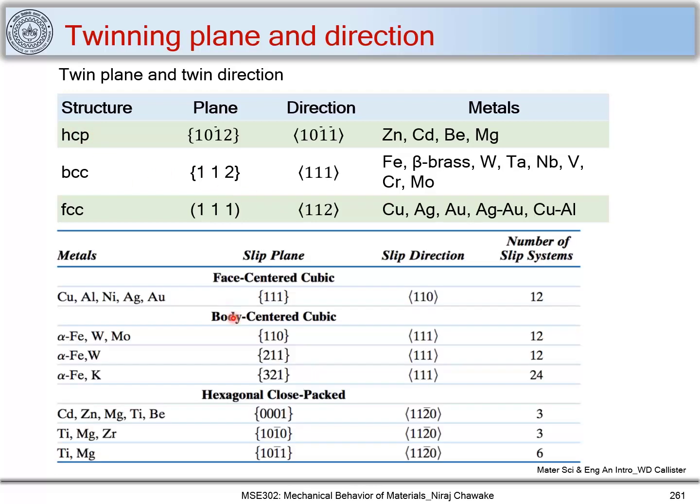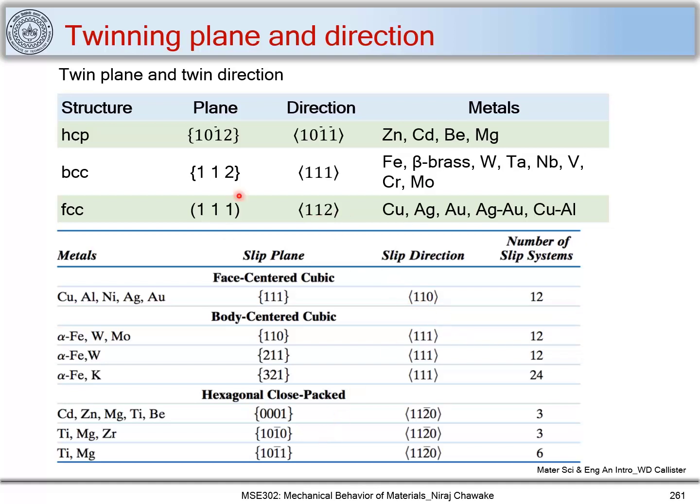And if we compare twinning and slip, in the case of BCC, the twin plane is exactly equivalent to the slip plane and the twin direction is exactly equivalent to the slip direction. Similarly, in the case of an FCC material, twinning occurs on the 111 plane and slip also occurs on the 111 plane. Here the twin direction is the 112 direction, but the slip direction is 110. However, this can be split into two partials which are of 112 type.